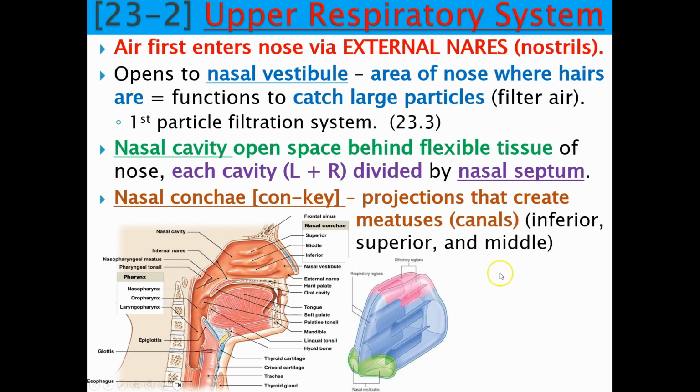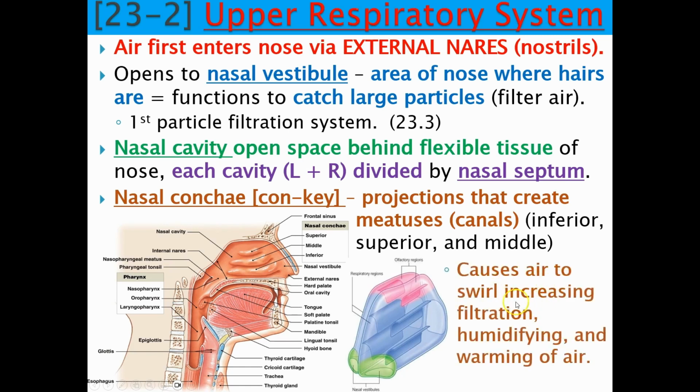The point of these nasal conchae is to essentially create an air swirling effect, and that's going to help increase the ability to filter, humidify, and warm the air, which we know is supposed to be part of the upper respiratory system. So this is where that humidifying, warming, and filtration of the air ends up occurring, through these nasal conchae that create the inferior, middle, and superior meatuses. So be able to recognize both. I would ask, what is this passageway versus what is this structure? Usually I'm labeling the structures because it's a lot easier to label and a lot more precise.